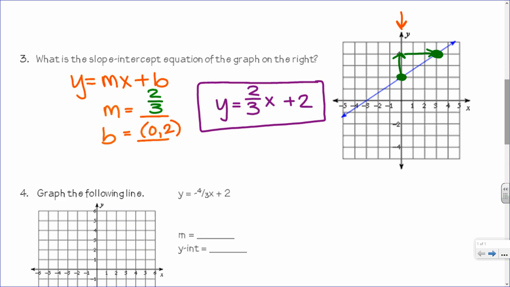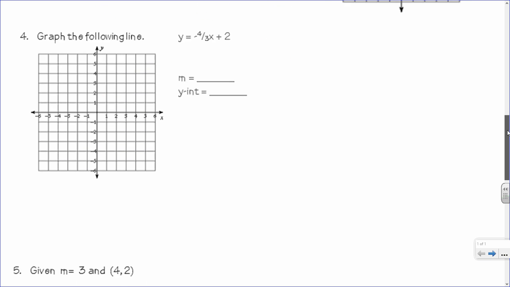Okay, let's look at number 4. Okay, number 4 says graph the following line. Well, the easiest way to graph lines is to go ahead and pull out the important information from your equation. So first of all, I can see that my coefficient is -4/3. So my slope will be -4 over 3. Second, notice that my y-intercept is a 2. So the point where my line will cross the y-axis is 0, 2.